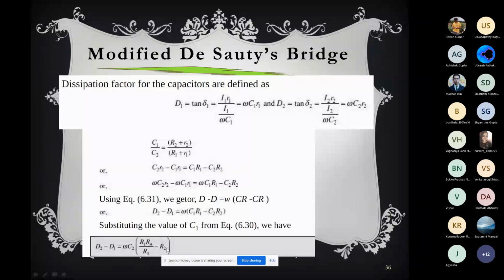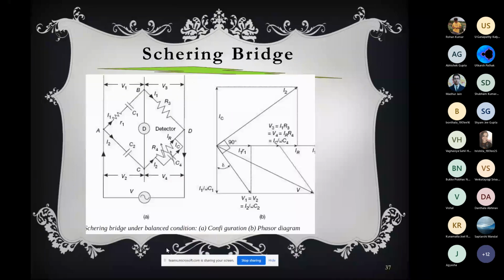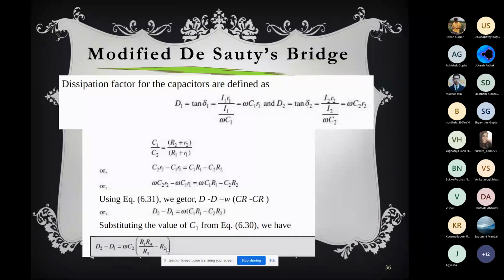So from here, if you see the dissipation factor with the help of R1, R4, R3, R2, we could know that, and C2 is also known. So we could know the difference between the dissipation factors, that means D2 minus D1, but the exact dissipation factor for both is not possible to know, because the number of equations is less. But we could somehow find out what will be the difference between the two different dissipation factors of the two capacitors.